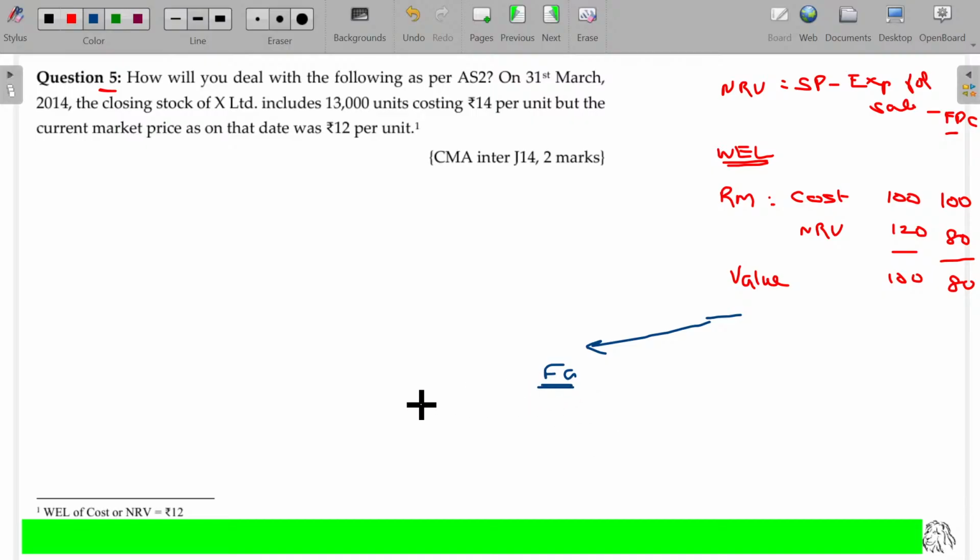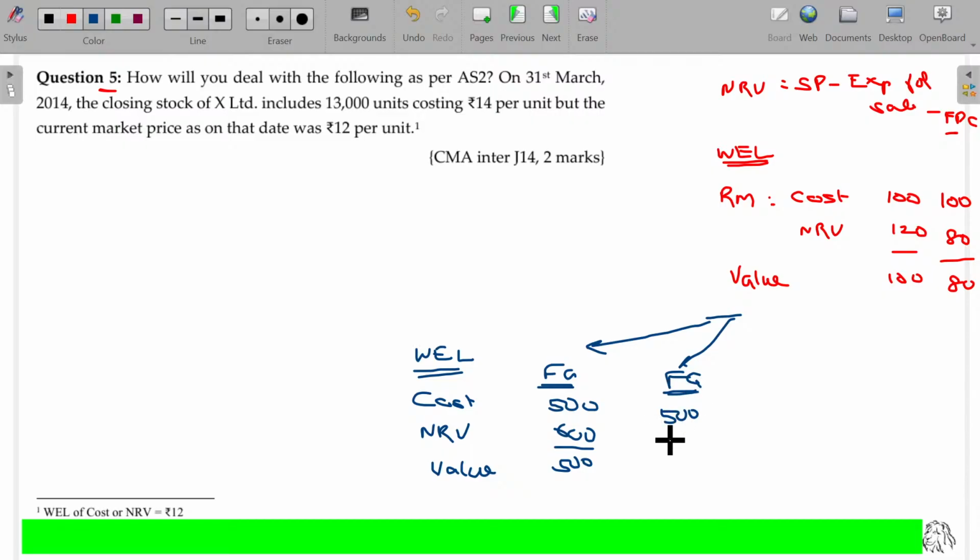Now, the cost of finished goods being 500, NRV being 600. How will you value now? Whichever is lower will be the value of the stock. What is that? 500. If the same finished goods, cost being 500, NRV being 450, then what about the value? 450 will be taken.